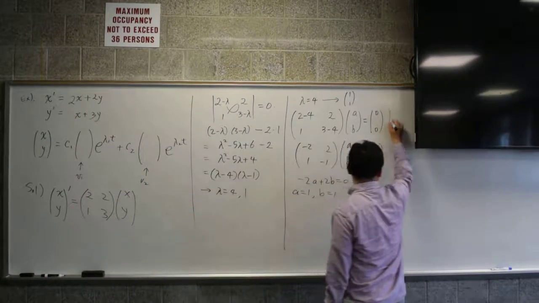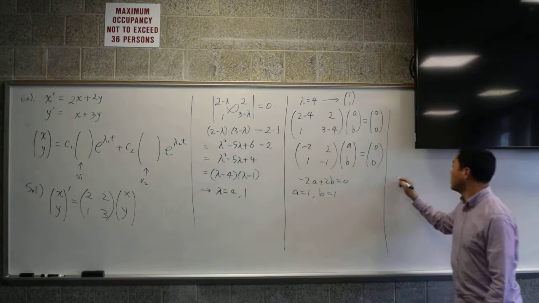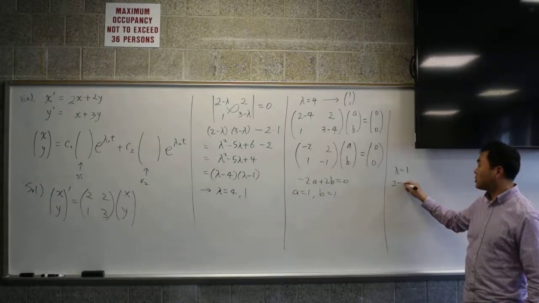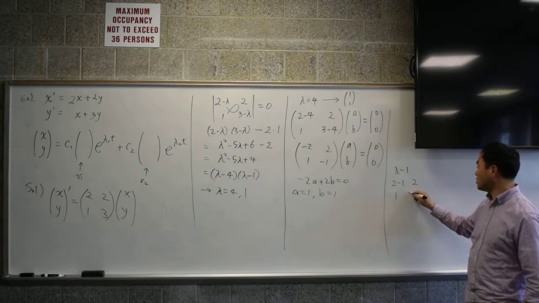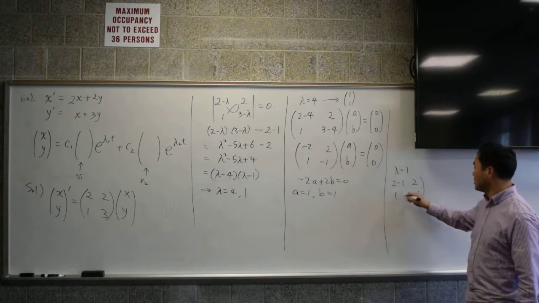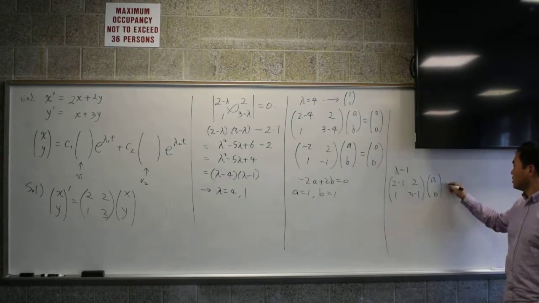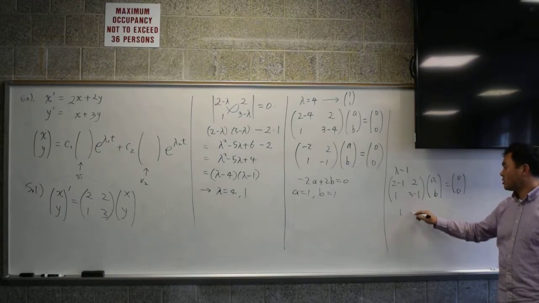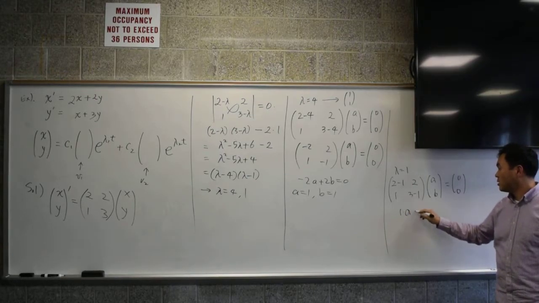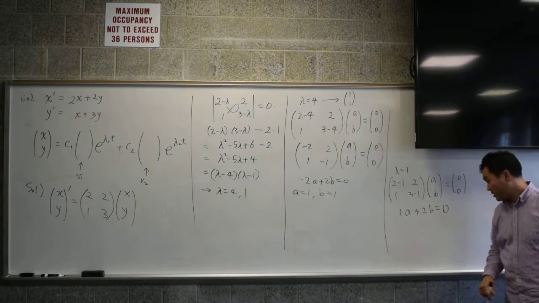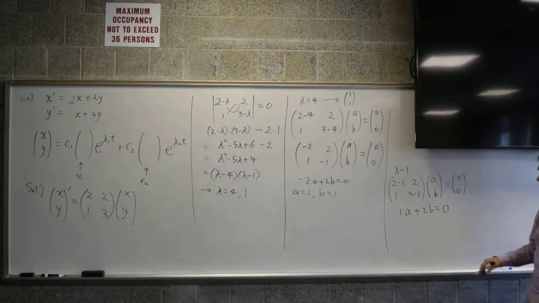Now what do I do? Lambda equal to 1. Plug it back in. I get 2 minus 1, 2, 1, 3 minus 1, and a, b equals 0, 0. So I get 1a plus 2b equal to 0 if I just read the top line. Right?